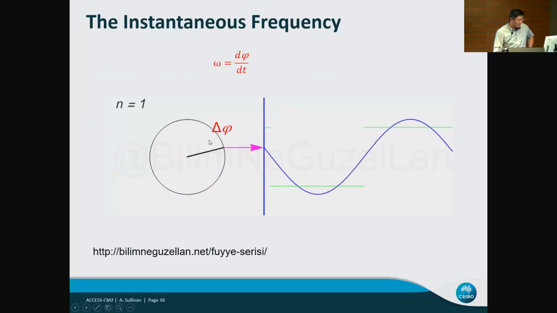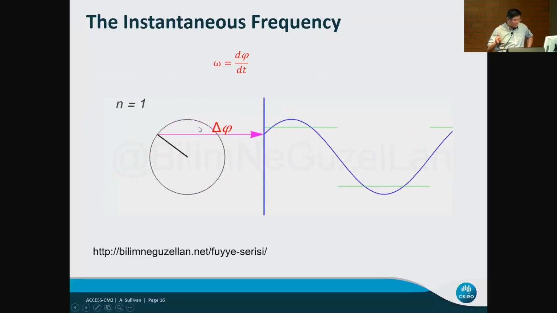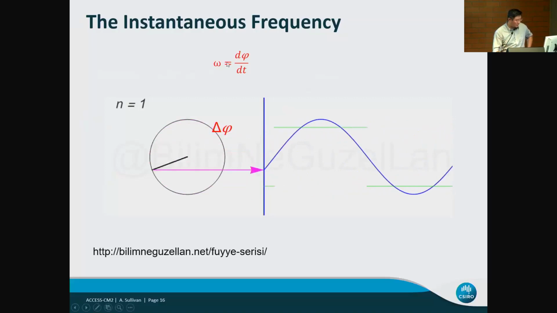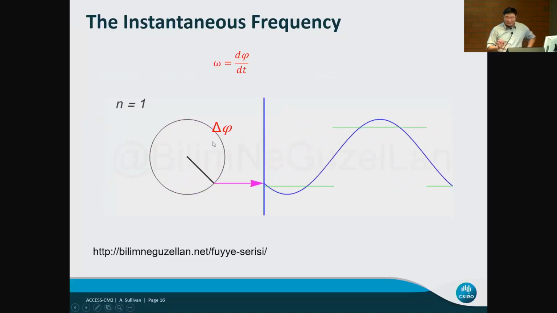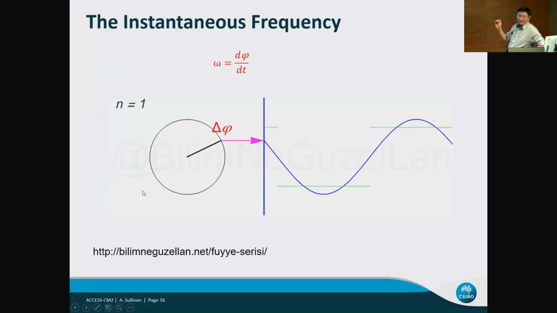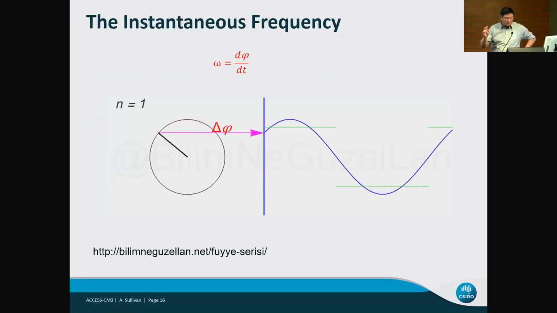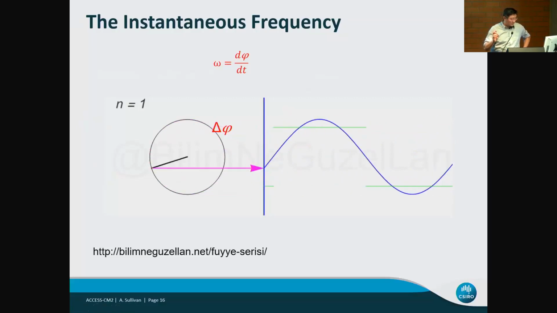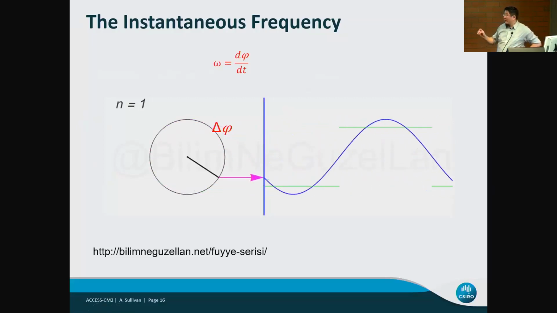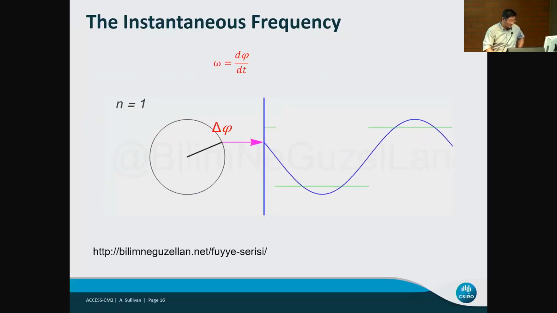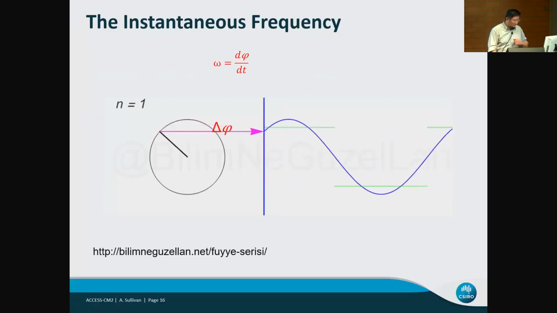So what if suddenly the wave didn't make the round circle, but suddenly jumped to somewhere here and came back, and jumped and came back, or even ran faster? That tells us straight away that the frequency changed. So we don't use 1 by period, that very simple concept. We use delta phi by delta t as the frequency. I will tell you why this is important later.